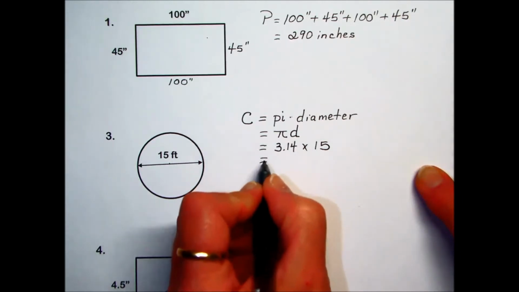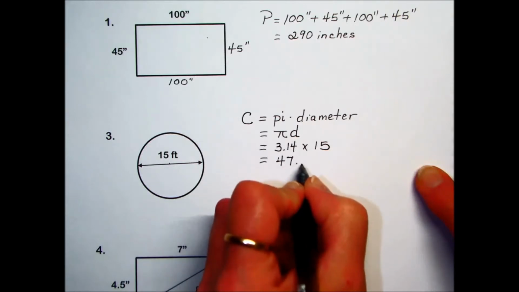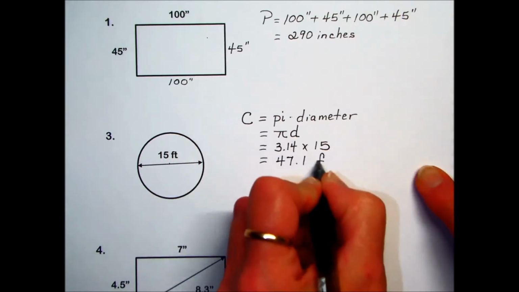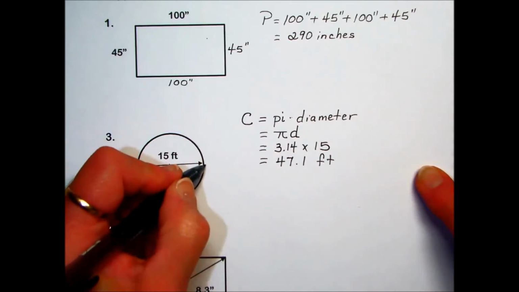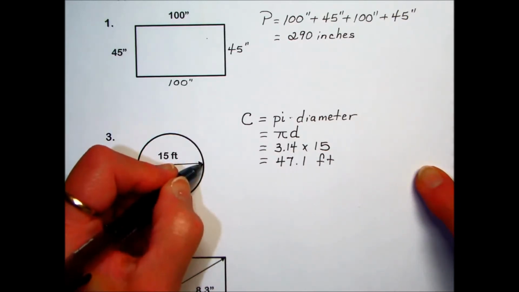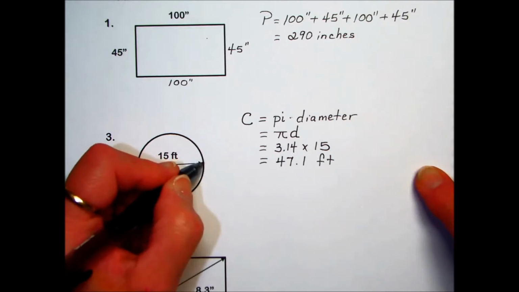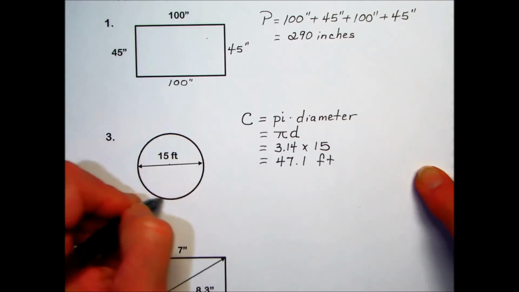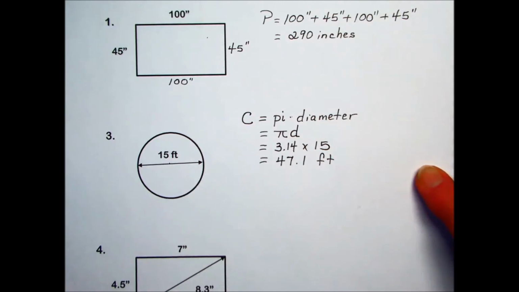Doing the multiplication results in a circumference of 47.1 feet. That means the perimeter, or the distance around, circumference, because we're dealing with a circle, is 47.1 feet. If we would cut this and stretch this line out straight, that line would have a length of 47.1 feet.